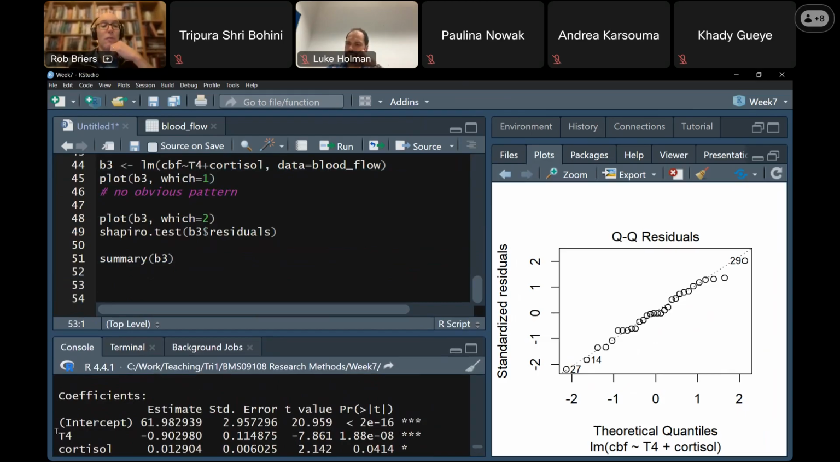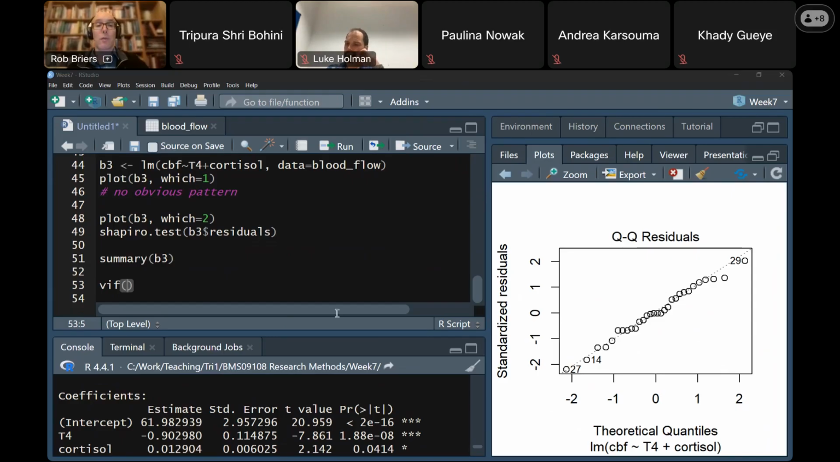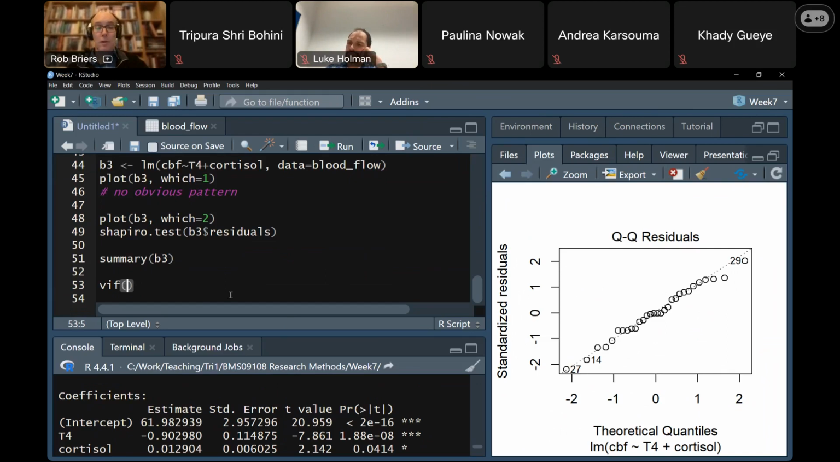At the moment, we're assuming that T4 and cortisol both have an independent effect on our blood flow. But it can often happen that your predictors are actually correlated with each other, and so you have to check that when you're doing the analysis. We do this through what's known as a variance inflation factor, or VIF. What this does is check whether our predictors are actually correlated with each other. And if they are, then we have a bit of a problem. So we'll do that here.